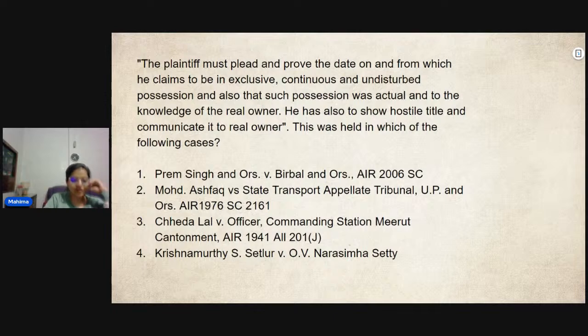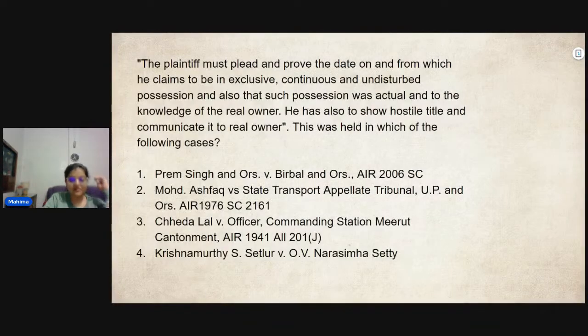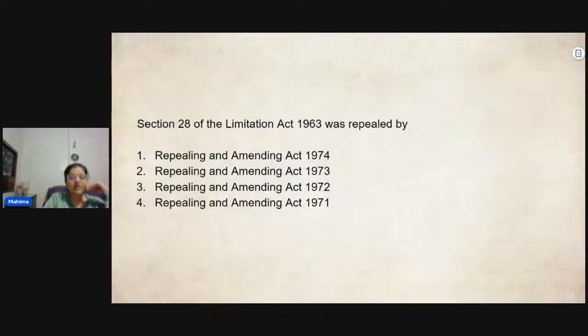Shubham is saying four. Okay. Yes, the correct answer is option number D. Pritika, not always option number one is the correct answer. It is Prem Singh and others versus Birbal. Please mention this case law also. Section 28 of the Limitation Act was repealed by the Repealing and Amending Act of 1974, Repealing and Amending Act of 1973, Repealing and Amending Act of 1972, or Repealing and Amending Act of 1971.